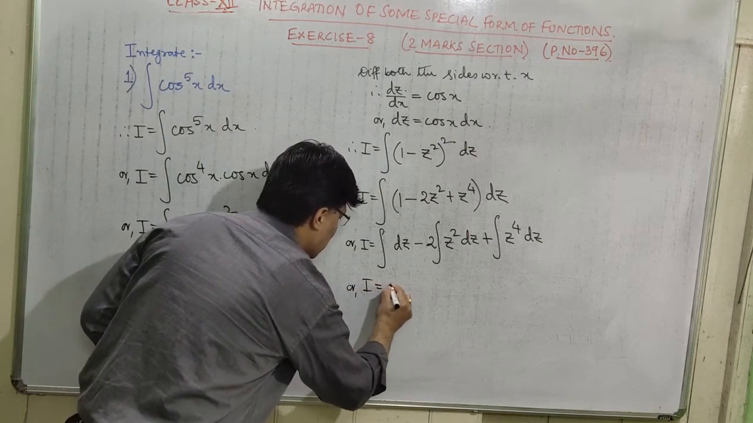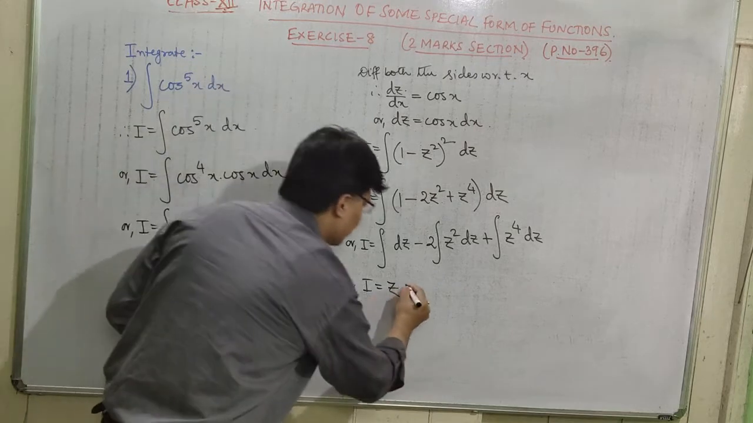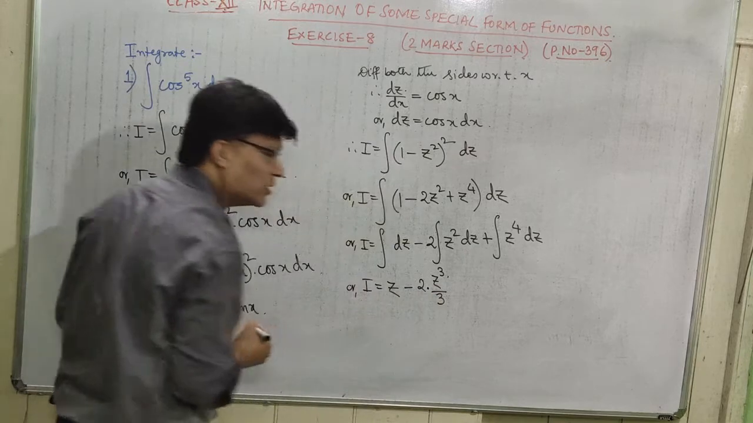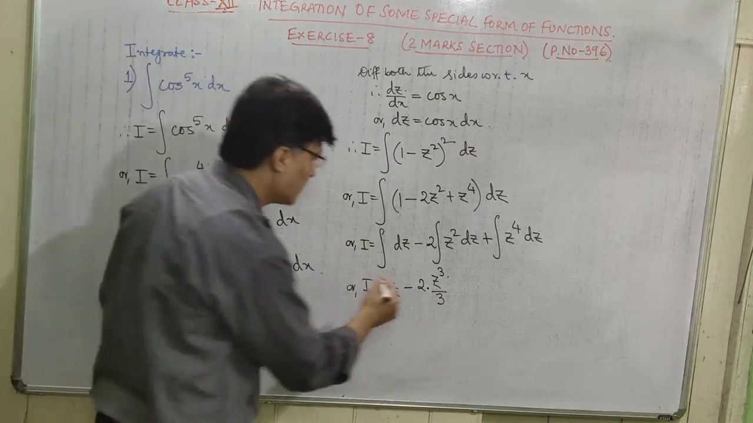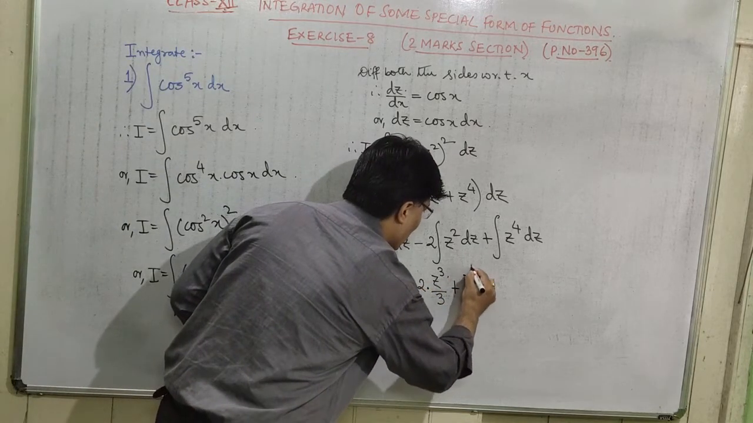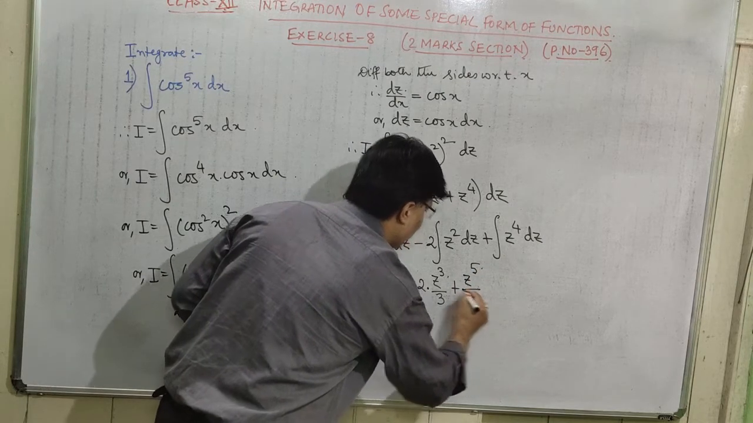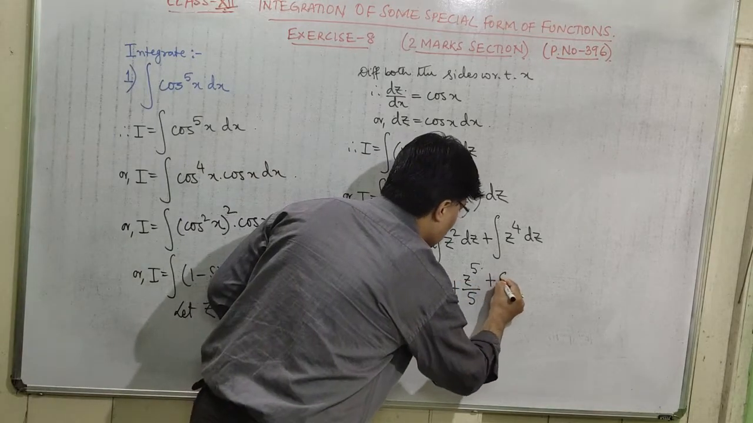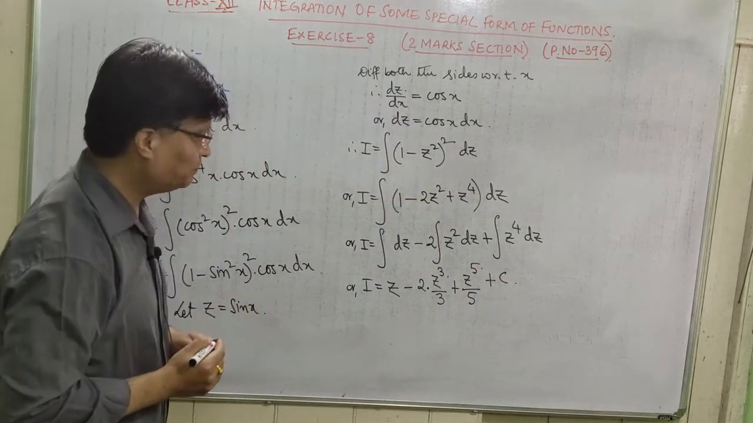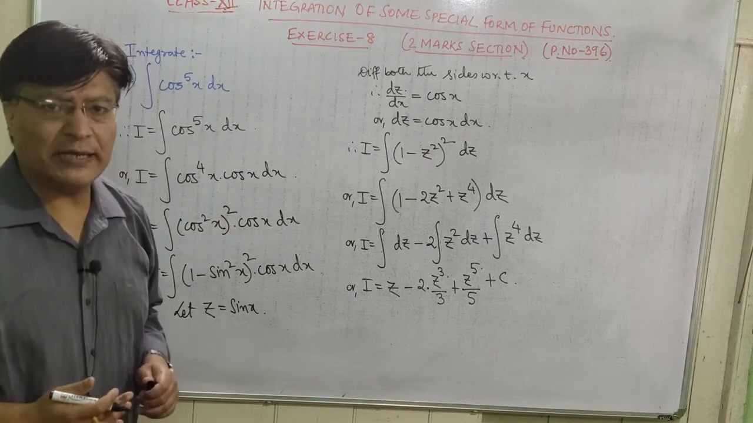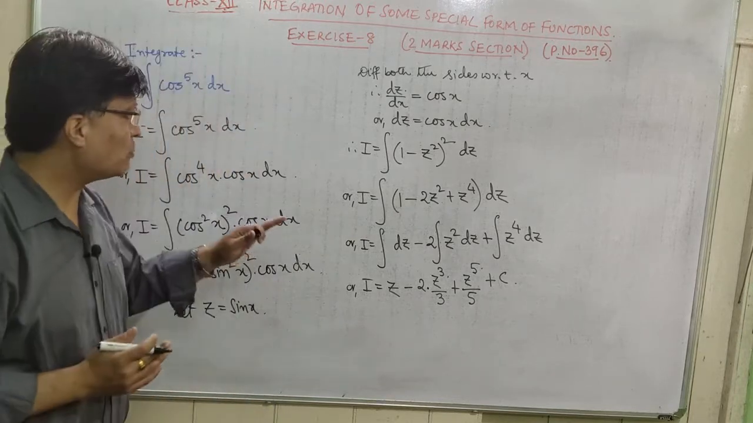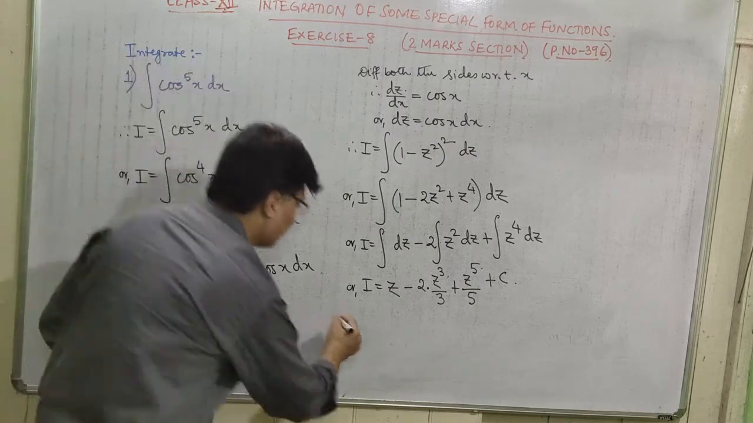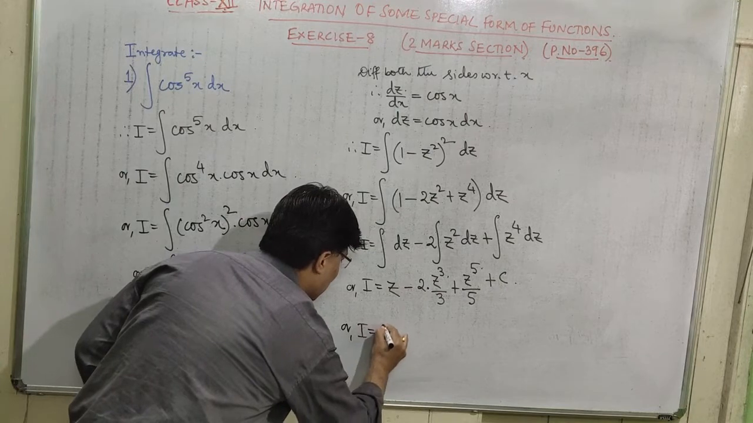Or I is equal to, what is the integral of dz, that is z, minus 2 into, z square's integration is z cube by 3, plus what is the integration of z to the power 4? It is z to the power 5 divided by 5. So we have finished integration. So in the answer you have to write plus c as a constant of integration. But you cannot leave the answer in terms of z. So you have to put the value for z in this case. So what is the value for z here? It is sin x.